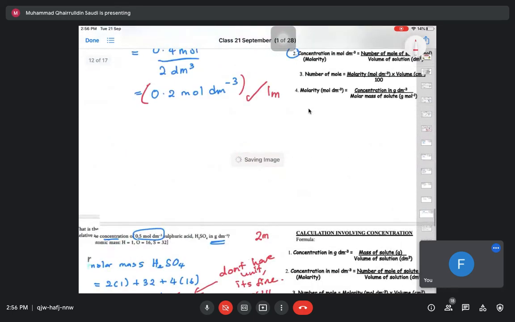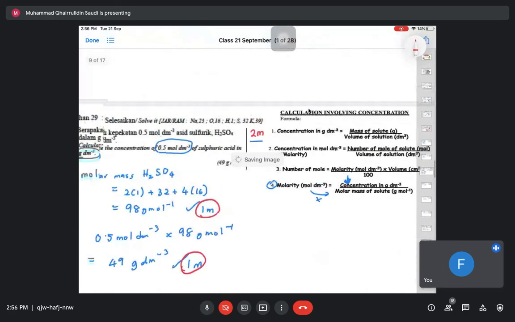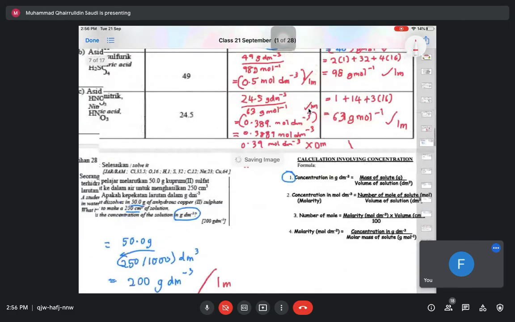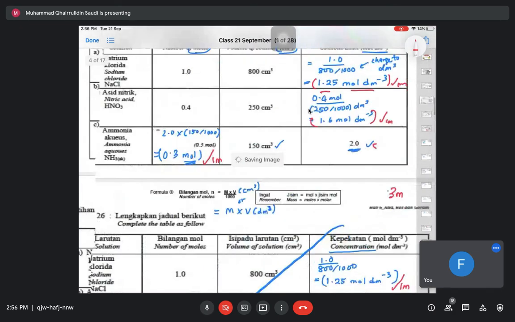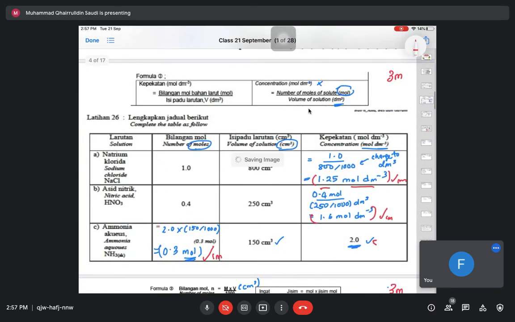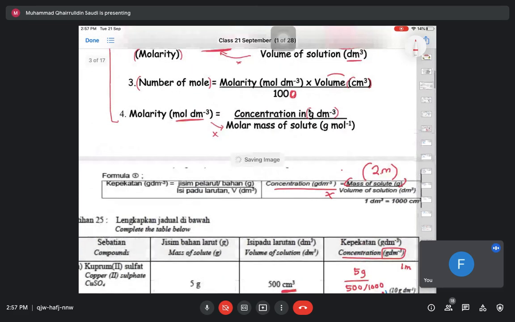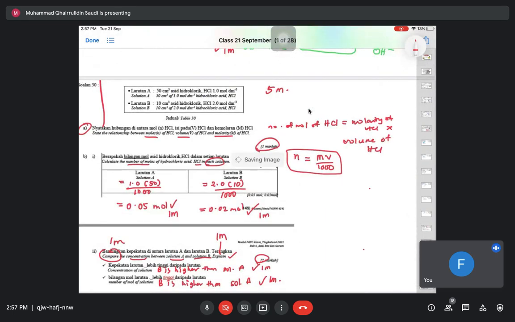11, 12, 13, 14, 15, 16, 17, 18, 19, 25, 26, 27, 28, 29, 30. So total for today's discussion is 30 marks. So please write down your marks. Berapa contoh kat sini I got 30 over 30. Macam tu. Tulis kat situ.